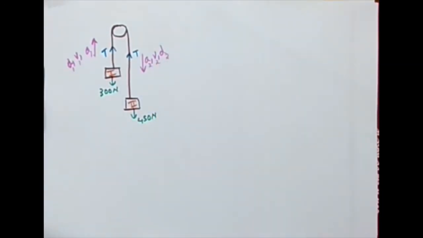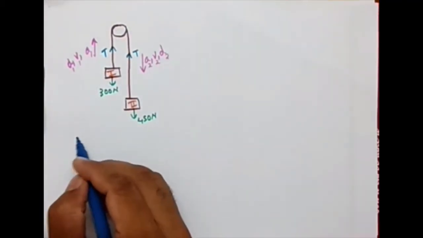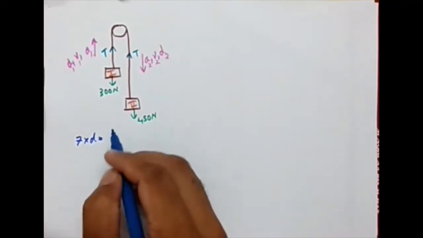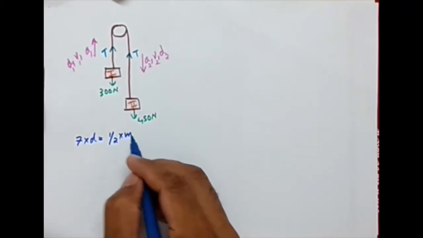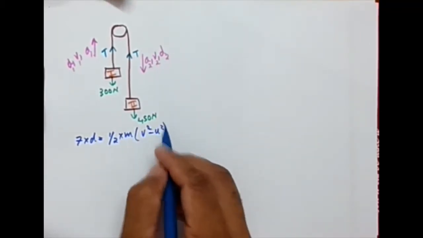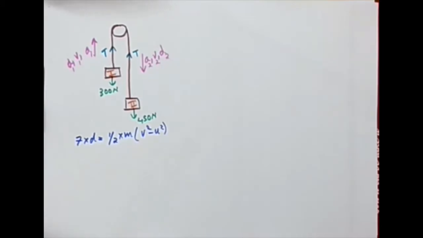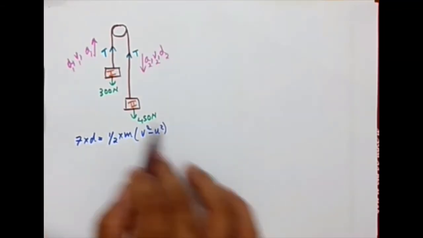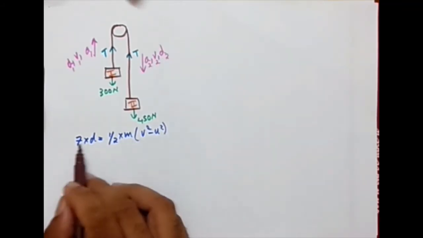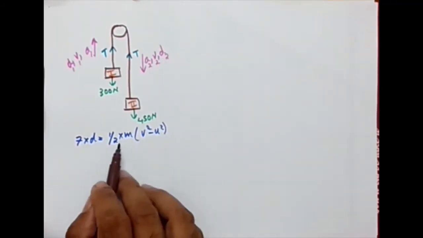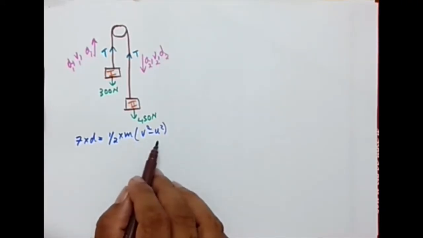Now we are going to apply our work energy principle. The work energy principle says that force times displacement, not distance, displacement, is equal to half times mass into V square minus U square. This was pretty easy when it was a single object. When there are connected bodies, this is a system, so this whole equation can be rewritten in terms of the system. Total work done equals total change in kinetic energy.